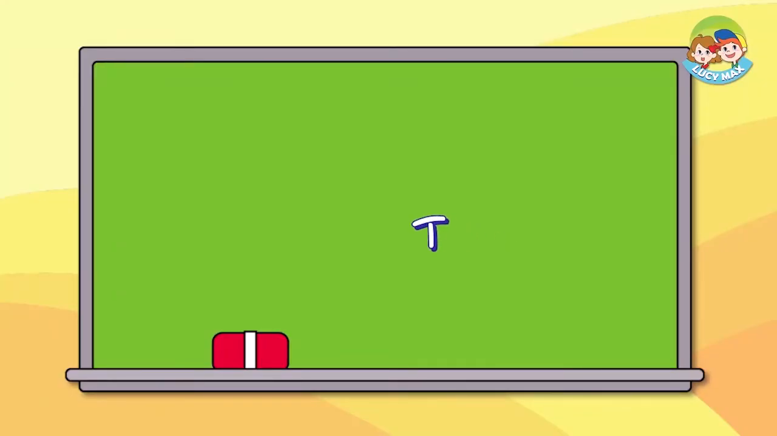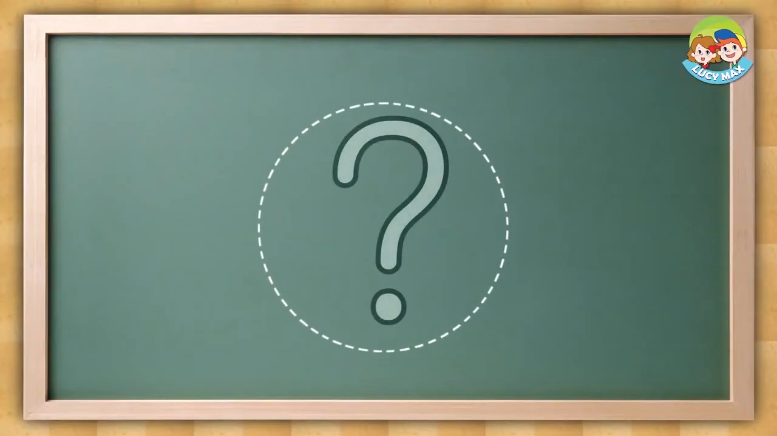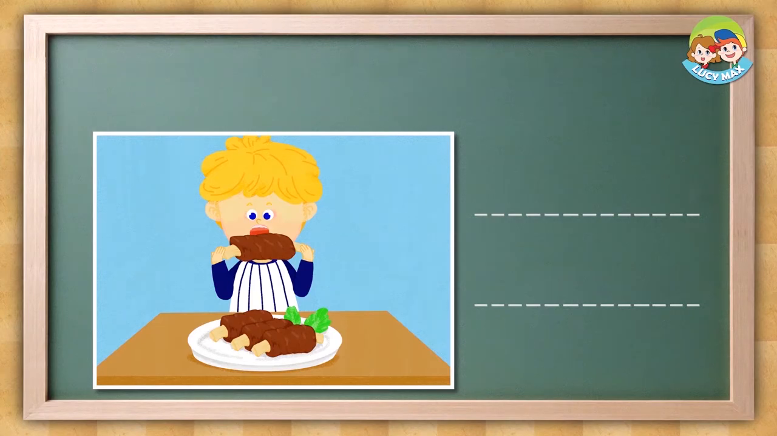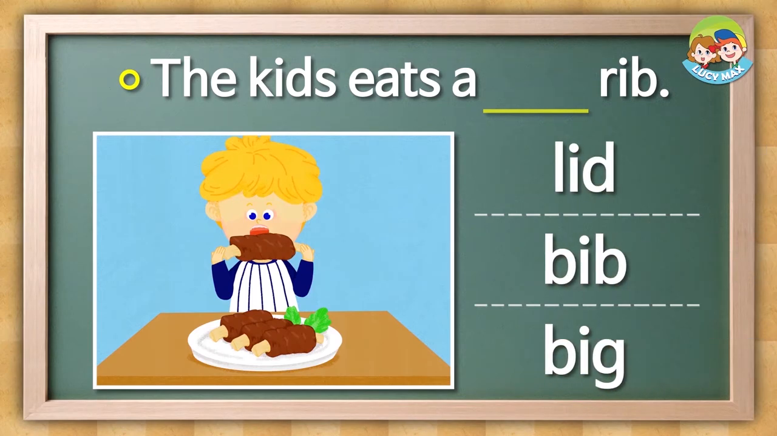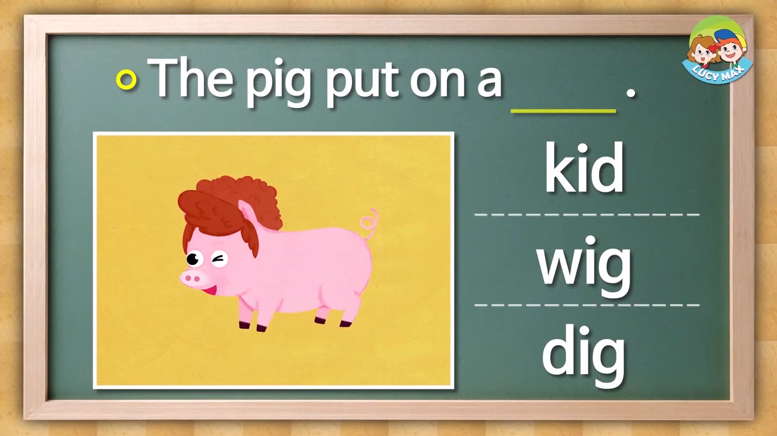It's test time again. For this test, you put the correct word in each blank. First, look at the picture and then choose the word for the blank. Are you ready? Look at the picture and choose the word for the blank. The kid eats a blank rib. Is it lid, bib, or big? The answer is this. The pig puts on a blank. Is it kid, wig, or dig?